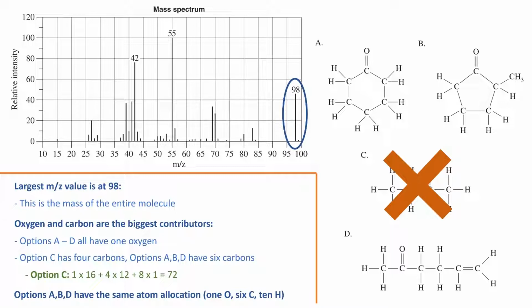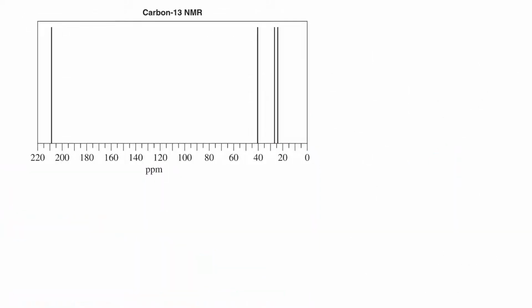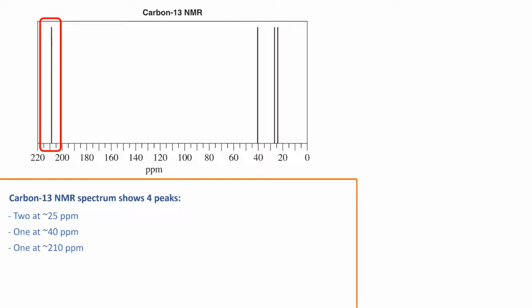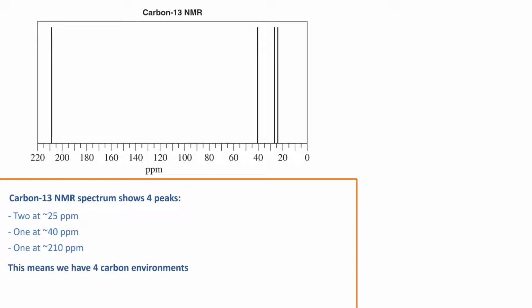The other options all have the same atom allocation, which adds up to 98 atomic mass units. Therefore, we have gained as much as we can from this spectrum and need to look at the carbon-13 NMR for additional clues or information on the identity of the molecule. As we can see, the NMR spectrum shows 4 peaks, 2 at around 25 parts per million, 1 at around 40 parts per million, and 1 at around 210 parts per million. With 4 peaks, this means we have 4 carbon environments.